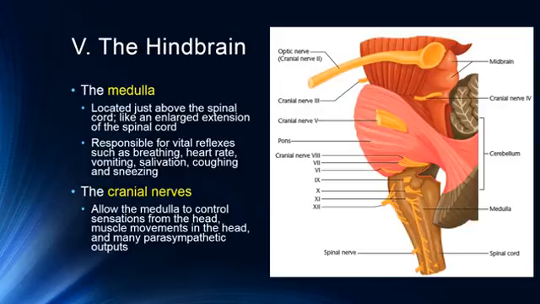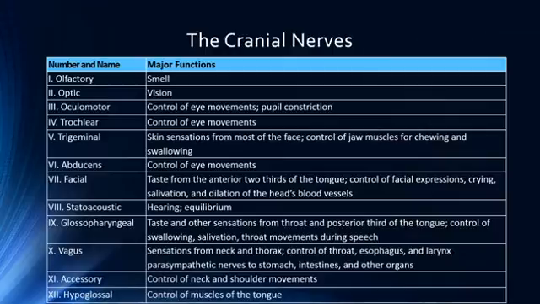Each of these cranial nerves has a particular function. These include the olfactory nerve, which is our primary sense of smell, the optic nerve, which is for visual processing, the oculomotor nerve, which controls our eye movements and pupil constriction. It has some particularly important synapses with the frontal eye fields, which helps us with things like depth perception. The trochlear nerve also helps control our eye movements. The trigeminal nerve includes skin sensations for most of the face, control of jaw muscles for chewing and swallowing.